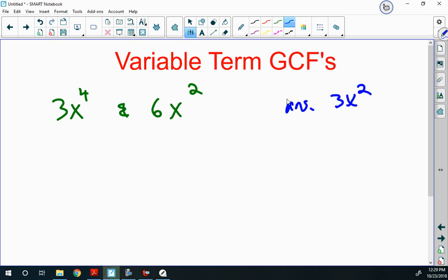But you're probably wondering, well, how the heck do I find that? I'm not good at this. I don't understand. Do you remember when I asked you to do the prime factorization the other day? Yesterday, remember that? Let's break each number down into its prime factors. What are the prime factors of 3? I guess it's just 3, isn't it?